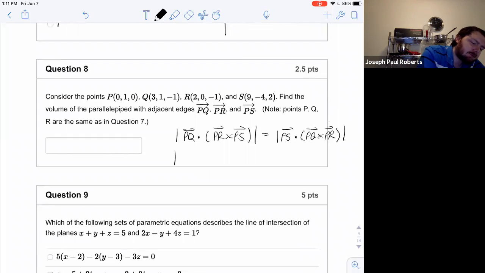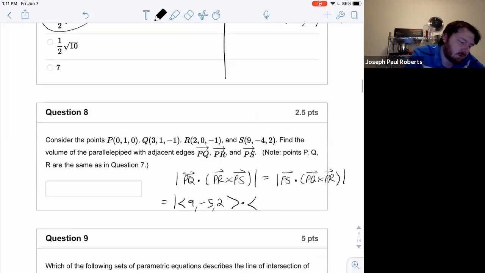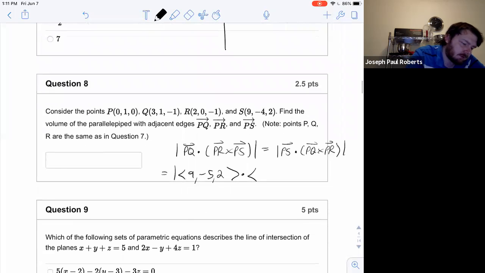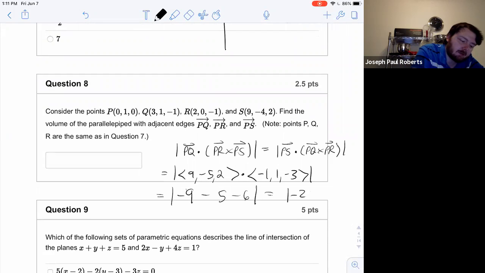So we're going to do the absolute value of, well, what's PS? PS is going to be 9, -5, 2. And our cross product from the previous question was -1, 1, -3. So this dot product is -9 -5 -6. So the absolute value of -20 is 20.